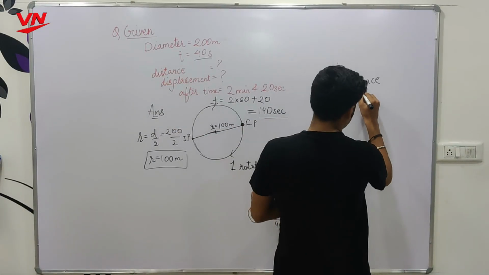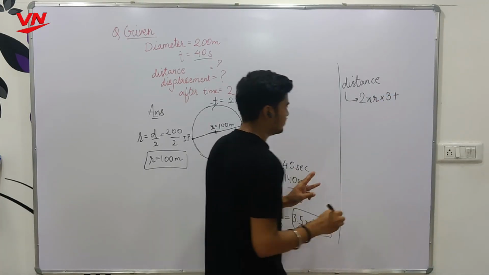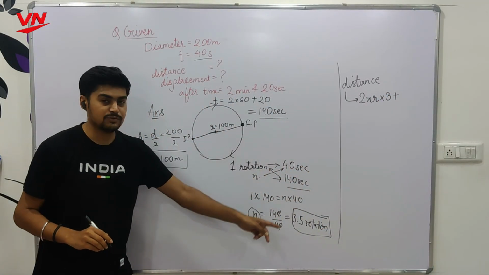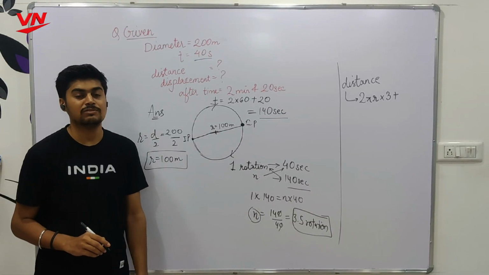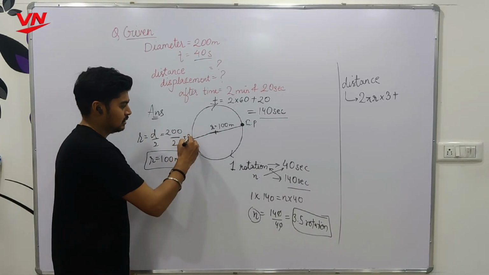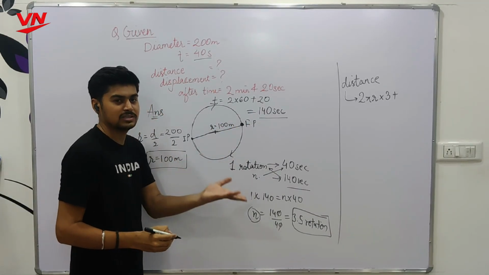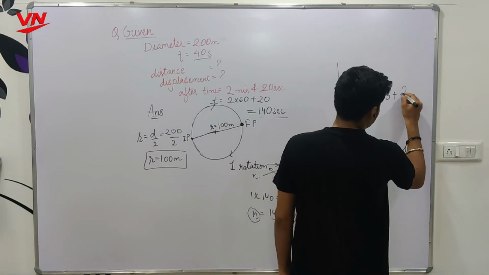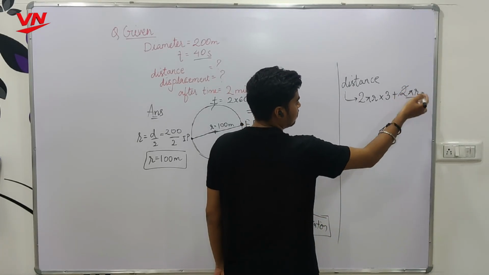So 2 pi r into 3, plus the half rotation. Half of the circumference will be 2 pi r by 2, which will be pi r only. This particular distance is nothing but half of the circumference. So 2 pi r by 2 is nothing but pi r only.